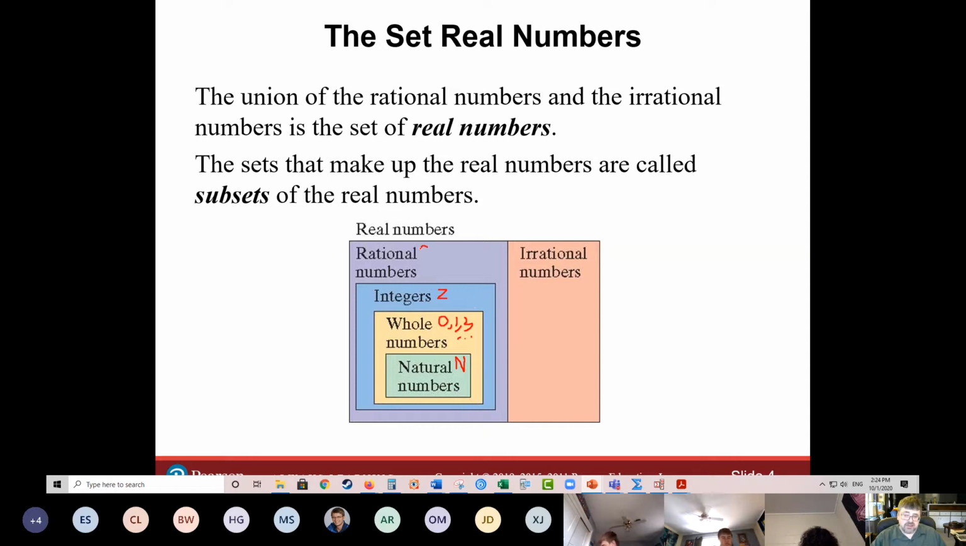And then we talked about the rational numbers a couple classes ago. And the rational numbers are numbers that could be written as a quotient of 2 integers. And your book uses the very typical format A over B.